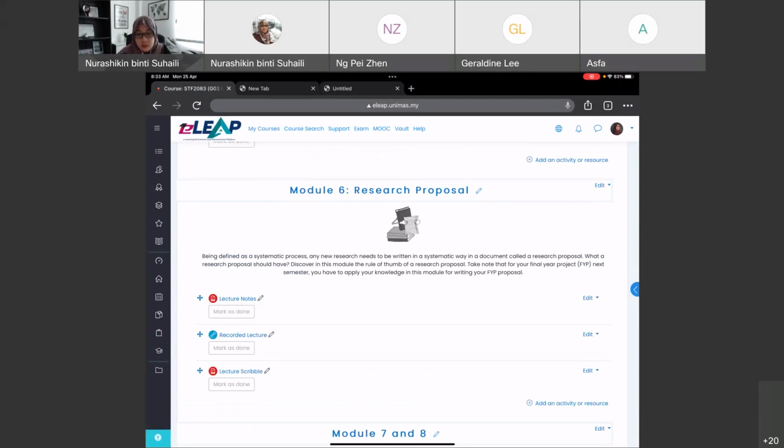And in module six, we talked about what are the components that you should write in a research proposal, including FYP proposal. So there must be an abstract, introduction, literature review, materials and methods, expected outcomes, research schedule, and references. Those things you should write in your FYP proposal. And please take note that that is FYP 1.